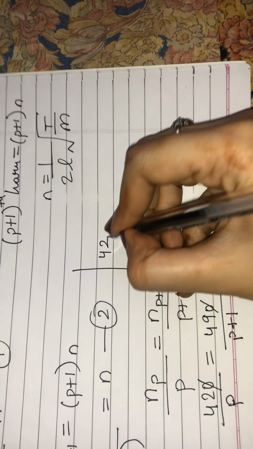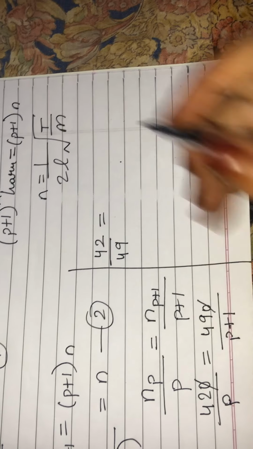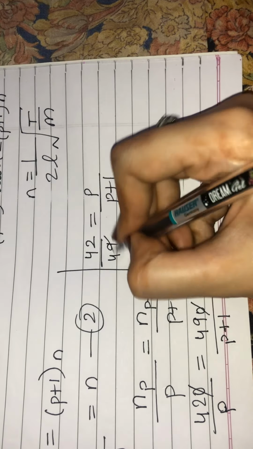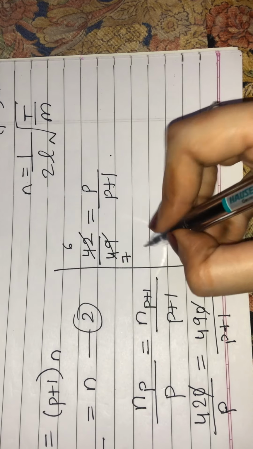So can I write 42 upon 49, with 49 in the denominator and p in the numerator, p and p plus 1. So it is 7 7s are 49, 7 6s are 42. Now I'll do cross multiply.